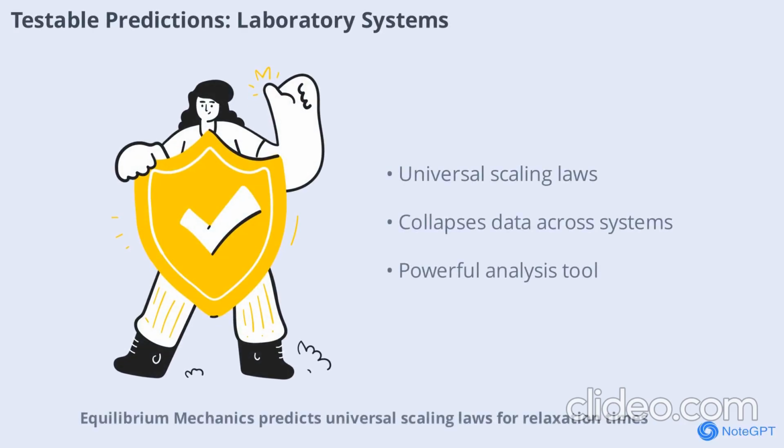physics. In the laboratory, equilibrium mechanics predicts universal scaling laws for relaxation times, structure formation, and decoherence. By rescaling time and space with CEC, experimental data from thermodynamics, condensed matter, and quantum systems can be collapsed onto universal curves, providing a powerful tool for analysis and discovery.